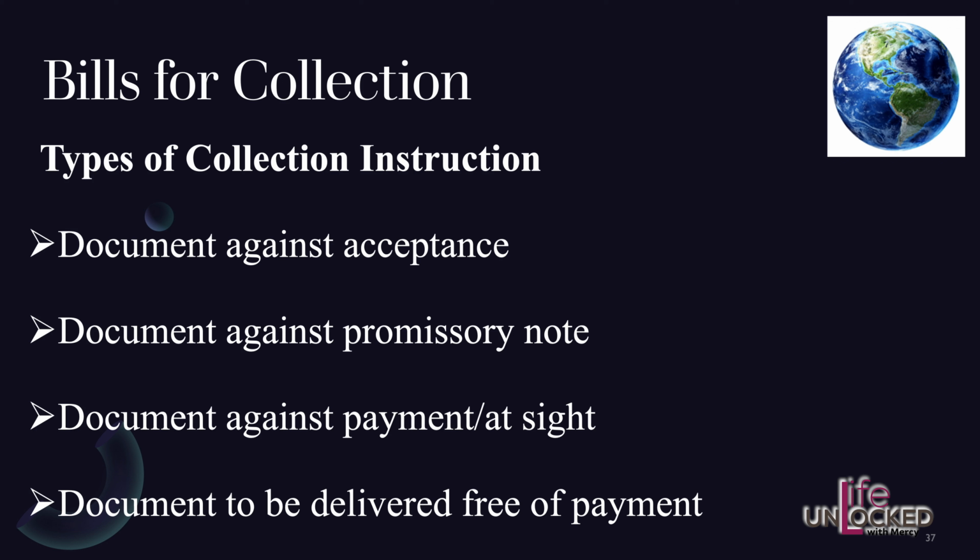It's just to notify you, and you come and collect your document as the buyer. So those are the collection instructions that you may see on the bill history. I'll take it again: documents against acceptance, documents against promissory note, documents against sight, or documents against payment, or documents delivered free of payment. So I'm very sure when you see this type of instruction, you understand what the seller is saying.